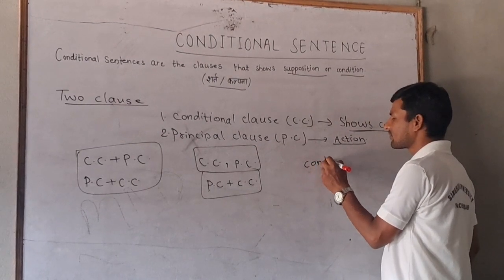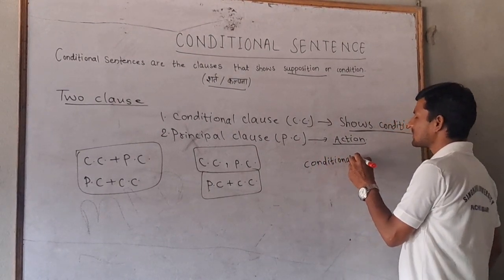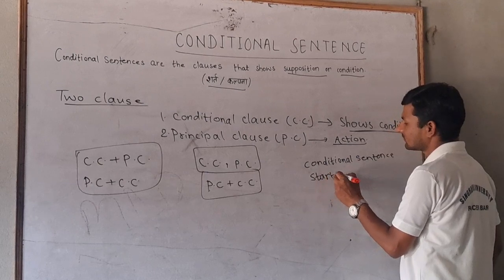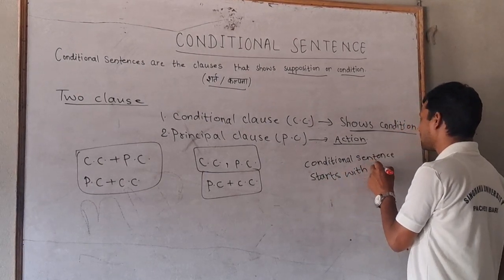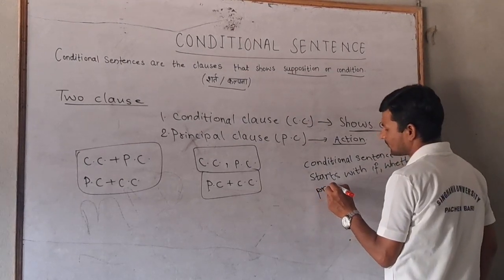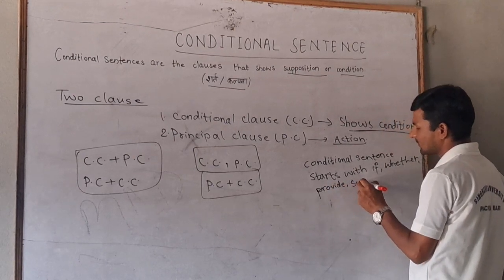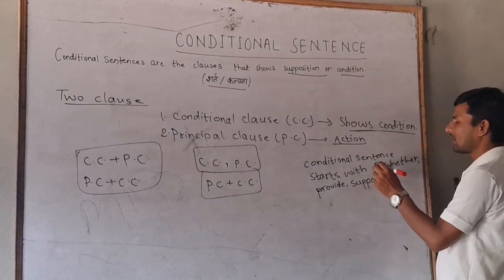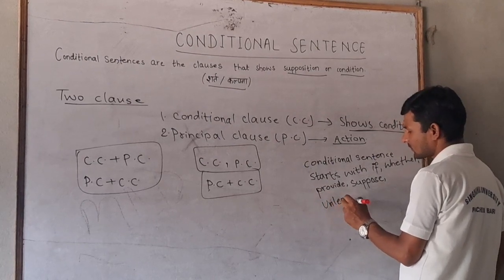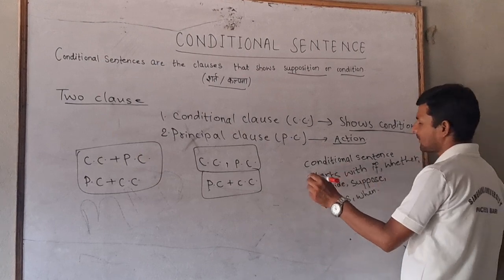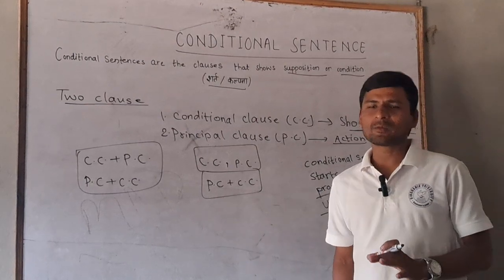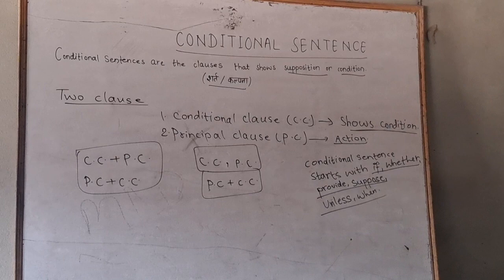Conditional sentence starts with if, whether, provided, suppose, unless, when, etc. It may start with if, whether, provided, suppose, unless, as soon as, before, until, till. All of these it may start with.